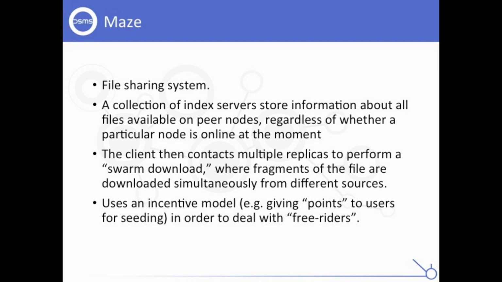The next system is Maze. This is a file sharing system that has a collection of index servers that store information about all files available on peer nodes, regardless of whether a particular node is online at the moment. The client then contacts multiple replicas to perform a swarm download, where fragments of the file are downloaded simultaneously from different sources. Maze uses an incentive model, giving points to users for seeding, in order to deal with free riders. Free riders are users who log on, download their desired files, and quickly log off to conserve their resources.